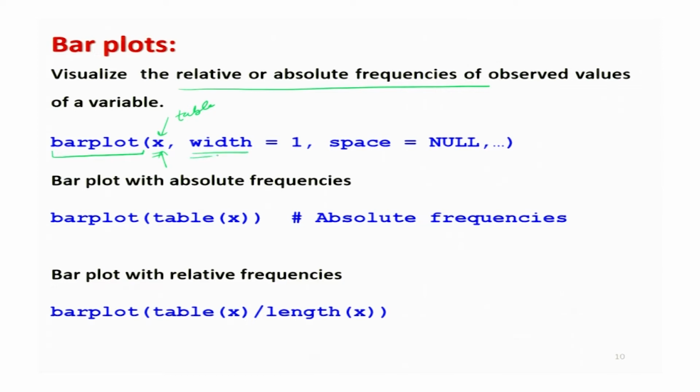Then after this there are many options actually. The first option is width, so that you can control the width of the bar. Then space means you can control the spacing between two bars, right, and so on. I will take up some of these common operations through these options one by one.